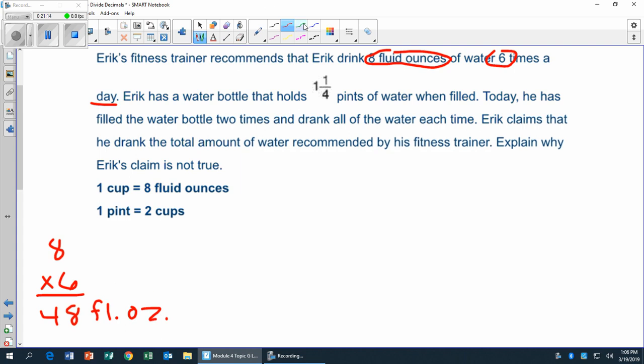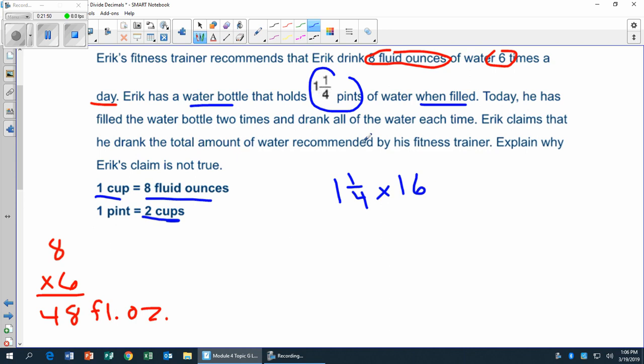I'm going to keep reading. He has a water bottle that holds 1¼ pints of water when filled. Well, we want to look at how many cups and ounces because we're using fluid ounces and we need to convert our 1¼ pints. So if we have 1 cup, it's 8 fluid ounces. Then there's 2 cups over here that would be my pint. So if 1 cup is 8, 2 cups would be 16. So if I multiply this by 16, I'm converting this all to fluid ounces.